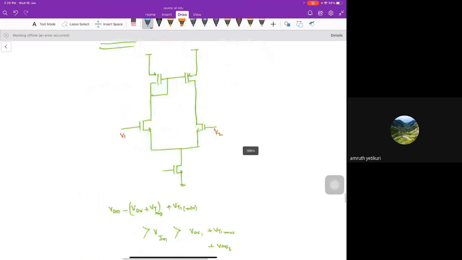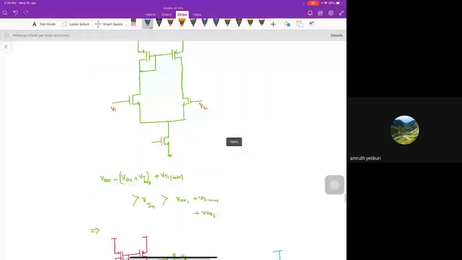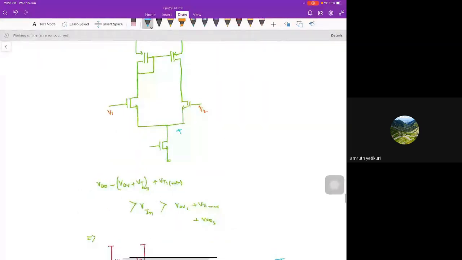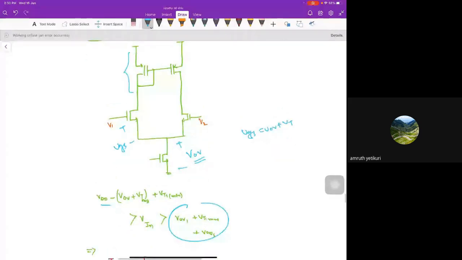What is the ICMR? ICMR is the input common mode range. The minimum input common mode is the VOV of this transistor plus the VGS of this. VGS can always be written as VOV plus VT. So it is VOV plus VT plus VOV. From the top side, we can see VDD minus VSG3 plus VT, because the gate is always higher by VT than this. So this is the ICMR. This is a simple equation you will get.